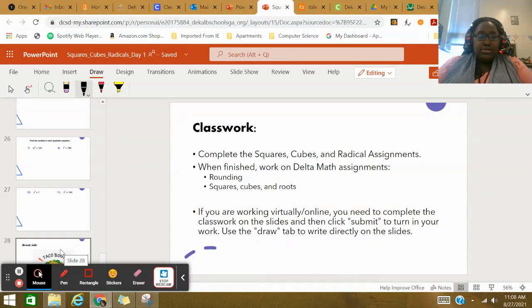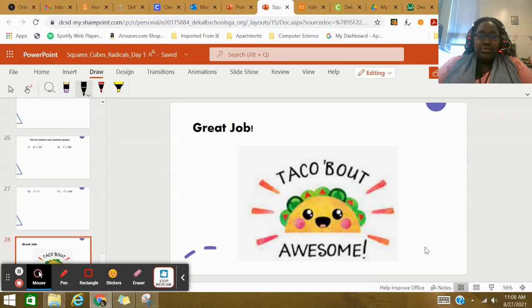Once you have completed the classwork, and again, if you have extra time, you're working on your Delta Math, then you are 100% finished.